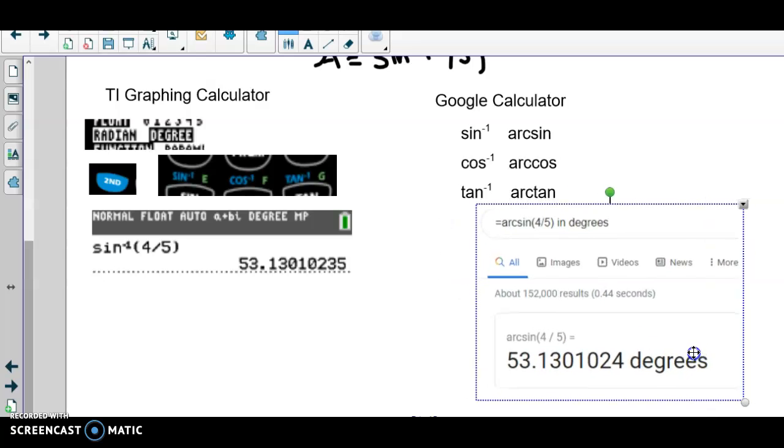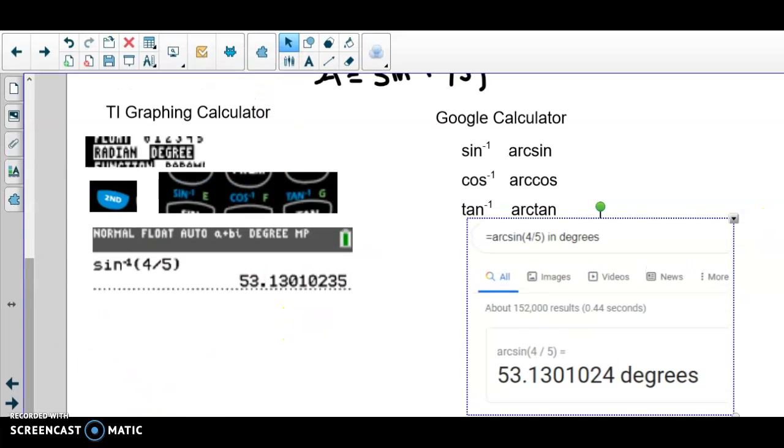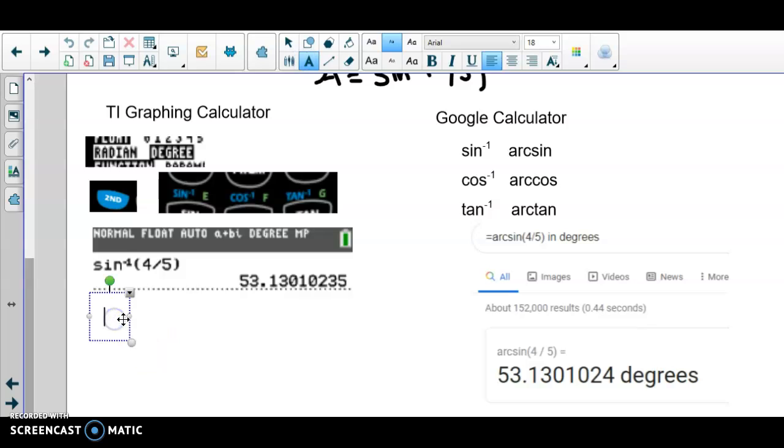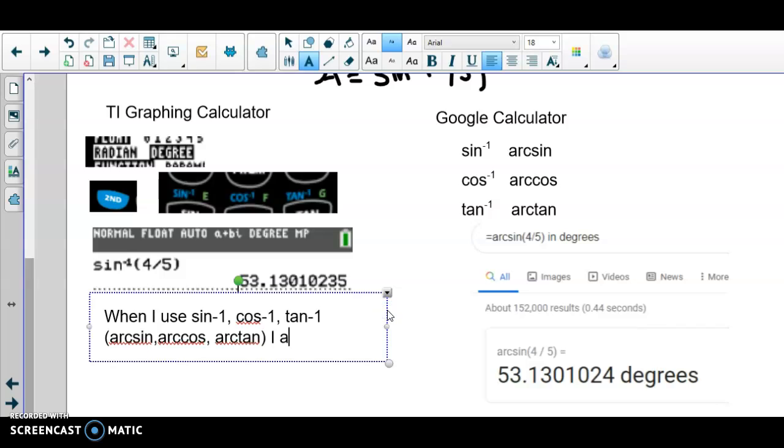Whenever you're using inverse sine, inverse cosine, or inverse tangent, you're solving for a missing angle, okay? So when I use sine inverse, cosine inverse, tangent inverse, arcsine, arccosine, arctangent, I am finding a missing angle. That's the big thing.